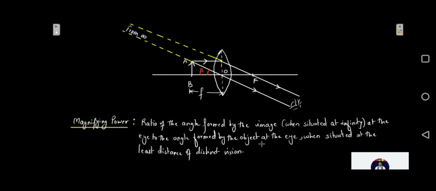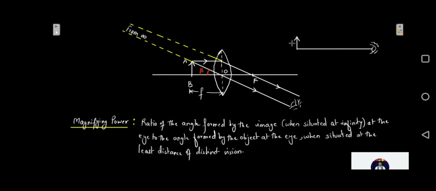This is to be divided by the angle formed by the object at the eye when situated at the least distance of distinct vision. So if my object is situated at the least distance of distinct vision, supposing the same object I am considering, I am drawing a separate diagram because I have to shift this object to the least distance of distinct vision. So let's say this is my eye over here.